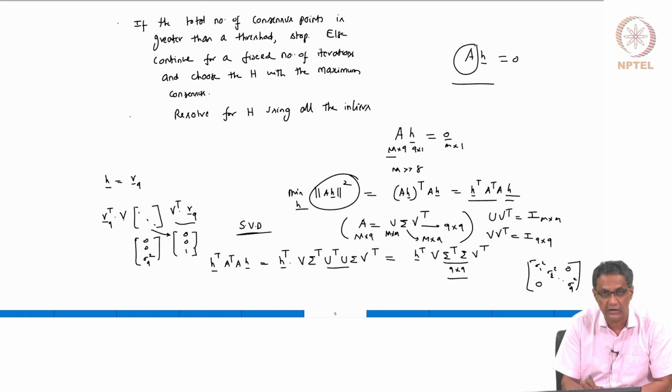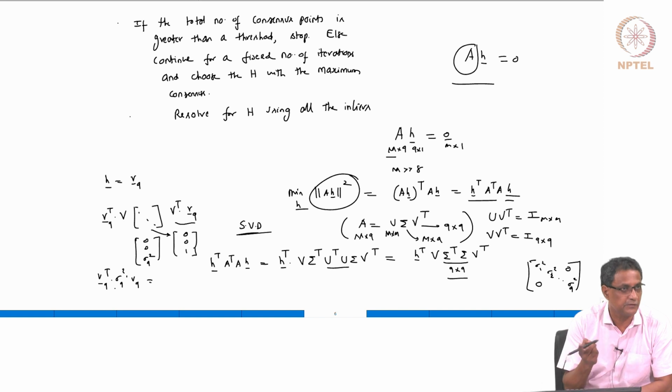Exactly. And now V into this is what? So, 0 into the first column of V plus 0 into the second column of V plus sigma 9 square into the last column of V. The last column of V is V9. Therefore, you will get V9 transpose sigma 9 square V9, but this is just a scalar, and V9 transpose V9 is 1, because V transpose V is 1.